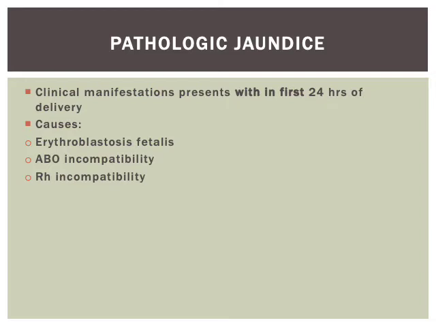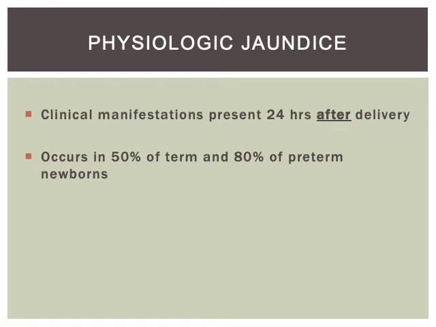The next is physiologic jaundice. With physiologic jaundice, the clinical manifestations are present 24 hours after delivery. So you'll start to see physiologic jaundice post 24 hours of delivery. And this physiologic jaundice occurs in 50% of term babies and about 80% of preterm newborns.